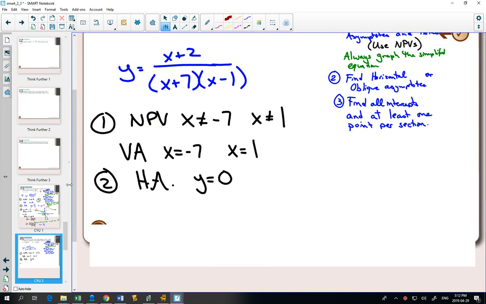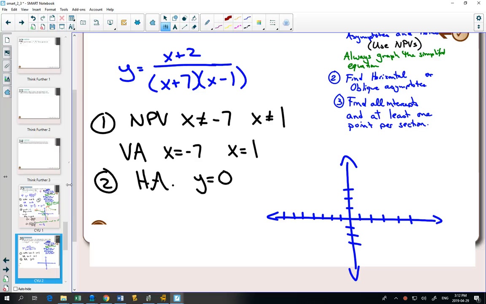So as far as our graph looks to begin with, we have a vertical asymptote at x equals -7, and a vertical asymptote at x equals 1, and a horizontal asymptote at y equals 0.